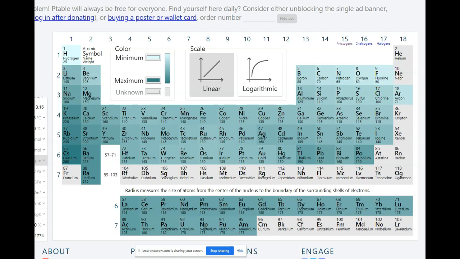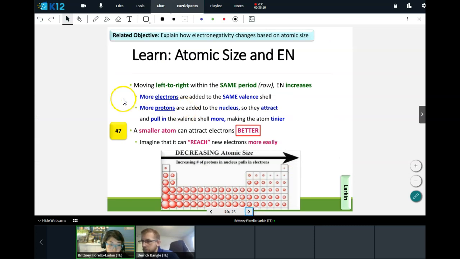Go ahead and give me a green check or an orange X if that's beginning to make more and more sense. Again, the smaller you are, the more to the right you are, the more electronegative you are. All right, so we know the pattern, and now we're explaining why that pattern exists. And let's go ahead and then fill in question number 7.